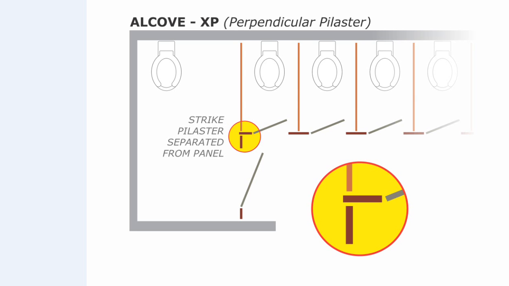All right, the next one is the alcove XP, the perpendicular pilaster or the cross pilaster. And in that case, we can see why it's called that. It's got the strike pilaster, the cross pilaster, and the panel. So the strike pilaster is separated from the panel. This is done often for the sake of stability, whether it's ceiling hung, floor supported, or a plastic material that requires extra support.